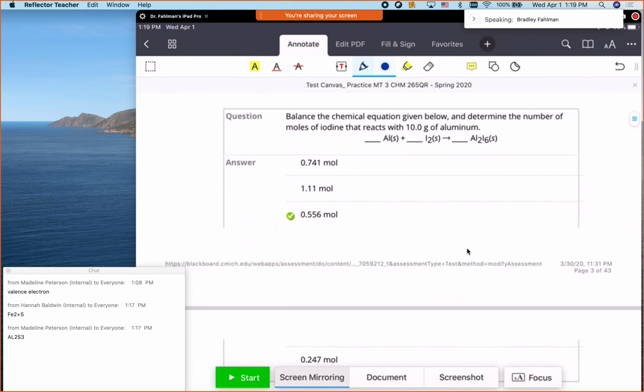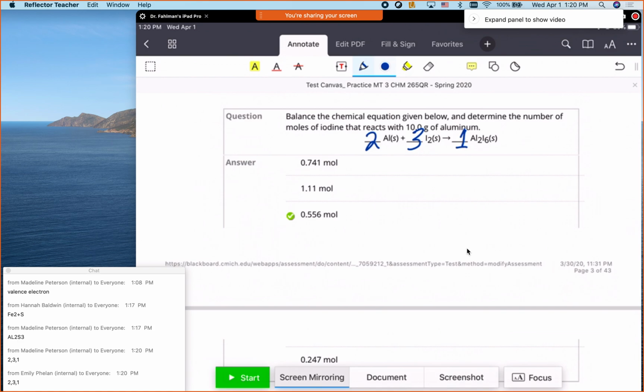Balance the chemical equation, and here's your first mole gram question. So what would the coefficients be for balancing first? Yeah, 2, 3, 1. Good, good. Yeah, so 2, 3, and 1.